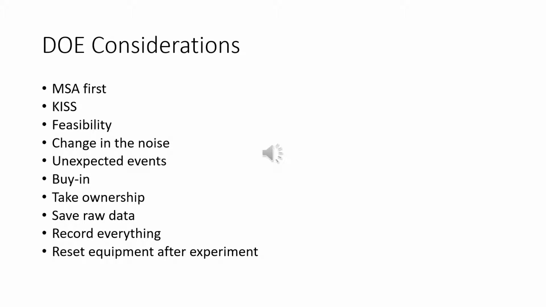Save all the raw data that you collect. Record everything. If you can even videotape the experiments as you're doing them, that's beautiful. And then lastly, don't forget to reset the equipment after the experiment. If you're changing some process, especially if you're using production processes, don't change something and not change it back to the way it was. You don't want that to screw up your processes.